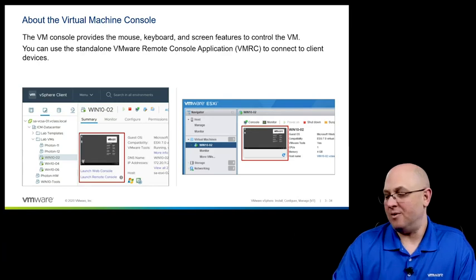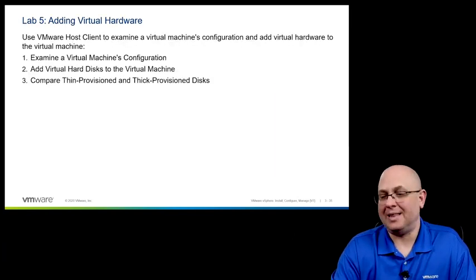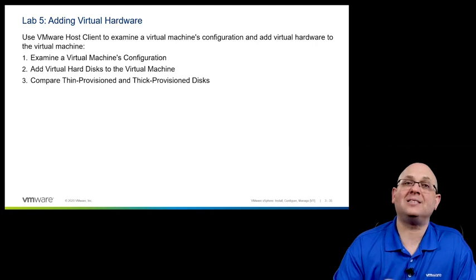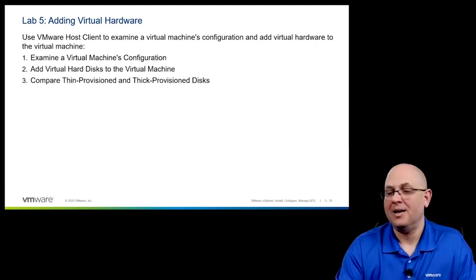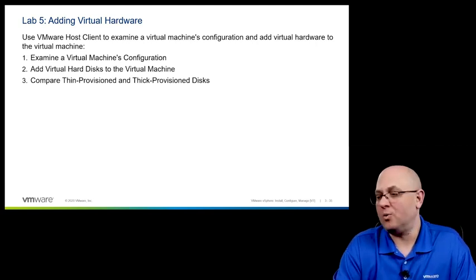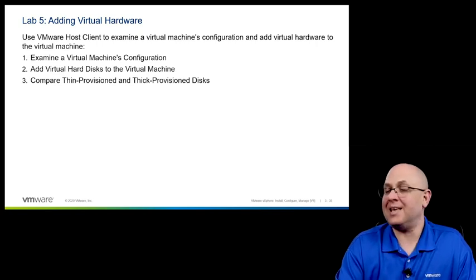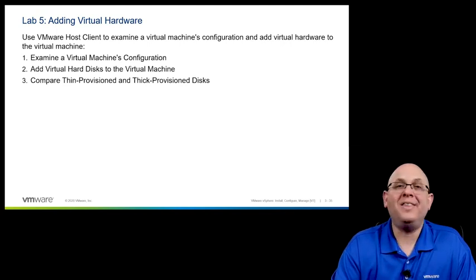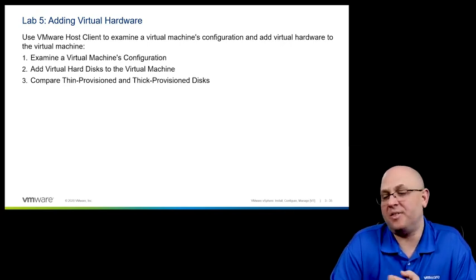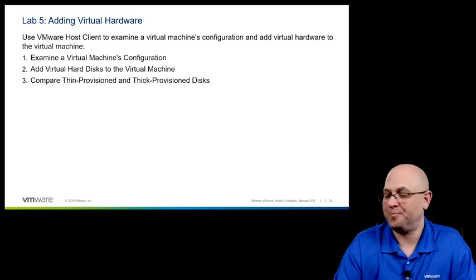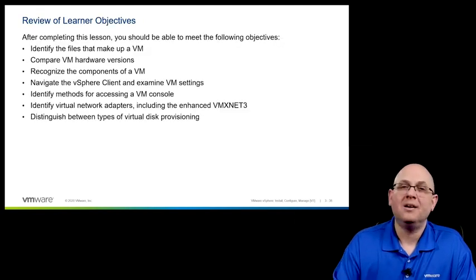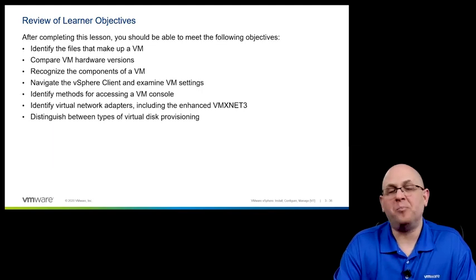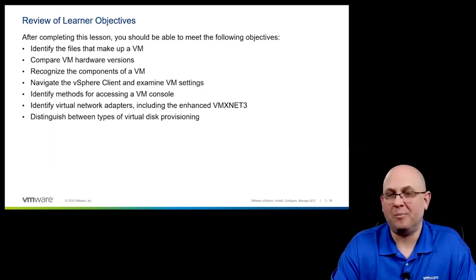Now, finally, we're going to jump into lab number 5. Lab number 5 has us launching the host client to have a look at the virtual hardware configuration, and we're going to do things like add some virtual hardware to a virtual machine. We'll first examine the virtual machine's configuration, add a virtual hard disk to the VM, and then compare some thick provision disks with some thin provision disks.